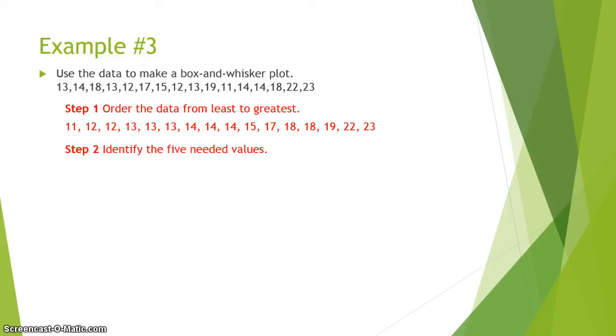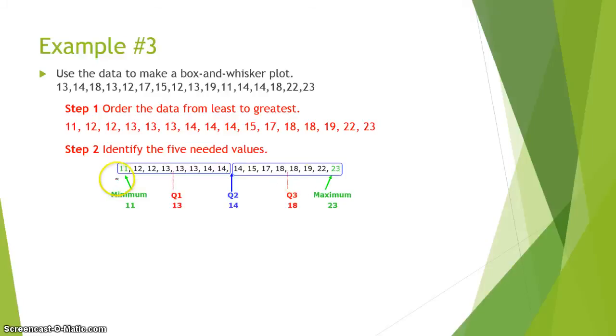The next step is we want to find the 5 values, your minimum, your first quartile, your median, your third quartile, and your maximum. So after I put them in order, my minimum is going to be 11. Your maximum is 23. Again, to find your median, you cross off each end. Notice we have 2 middle values, so that's your median, but when you add those 2 middle values together and divide it by 2, you get 14.